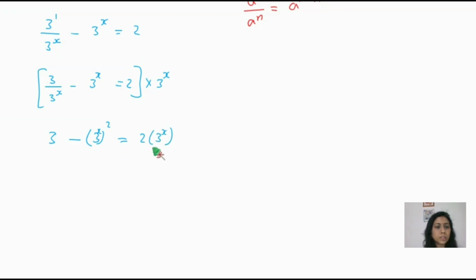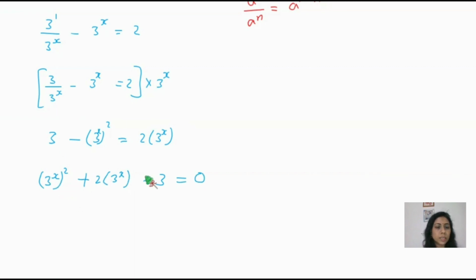We can rearrange this equation. This 3 and minus 3 to the power x squared we can transfer to this side. So this will be positive 3 to the power x squared, plus 2 times 3 to the power x, and 3 goes here, so this will be negative 3.